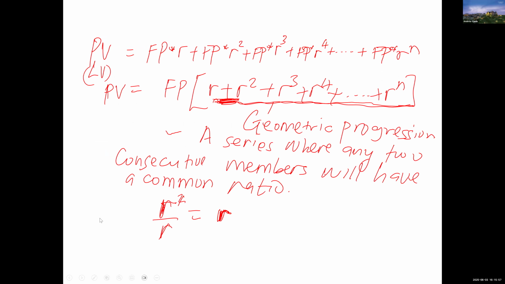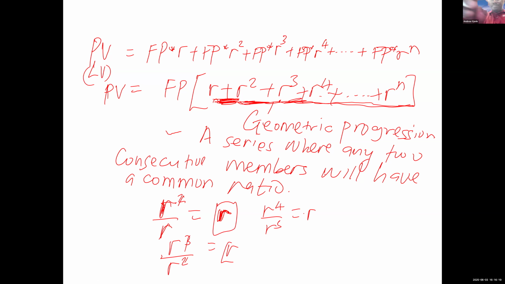And then if I take the second two consecutive members, which is r squared and r cubed, and get the ratio, r cubed divided by r squared, this is going to be r. We go to the next two consecutive members, r to the power 4 divided by r cubed, that's going to be r. So there's a common ratio r between any two consecutive members. That is true for all members of the series.